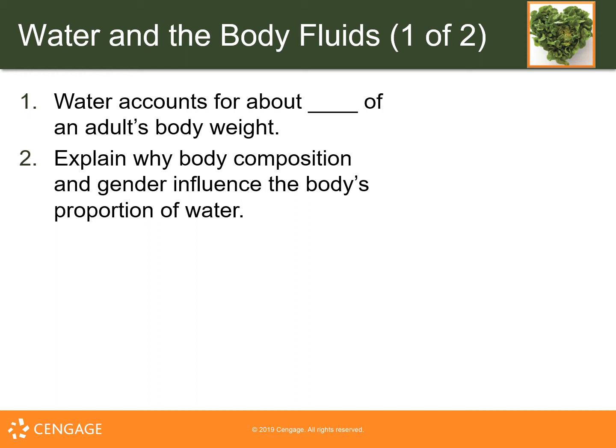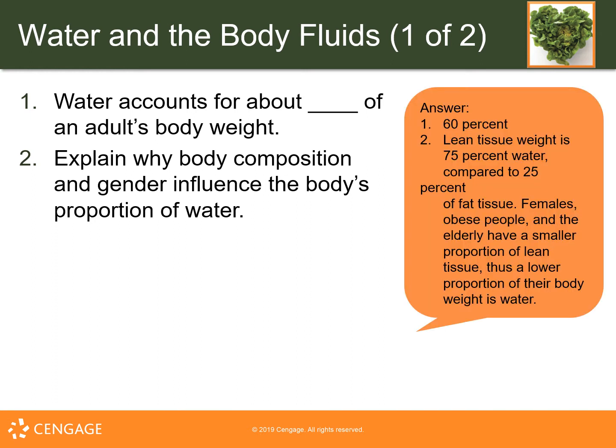Water accounts for about blank amount of an adult's body weight, and you have to explain why body composition and gender influence the body's proportion of water. So as you see, the second one is a short answer essay. So you might want to write your answer down, pause the video, and then come back and check your answers.